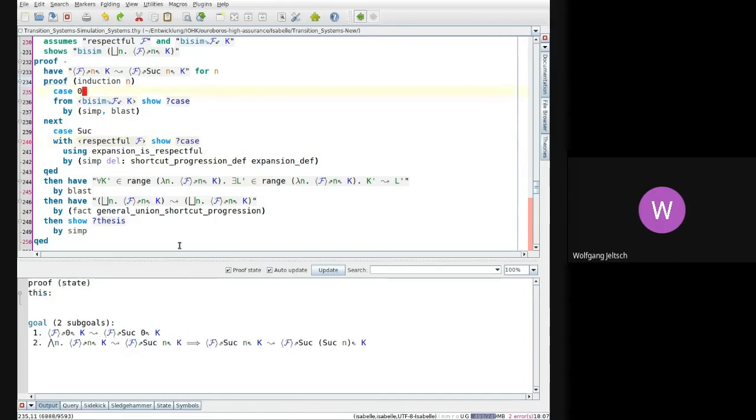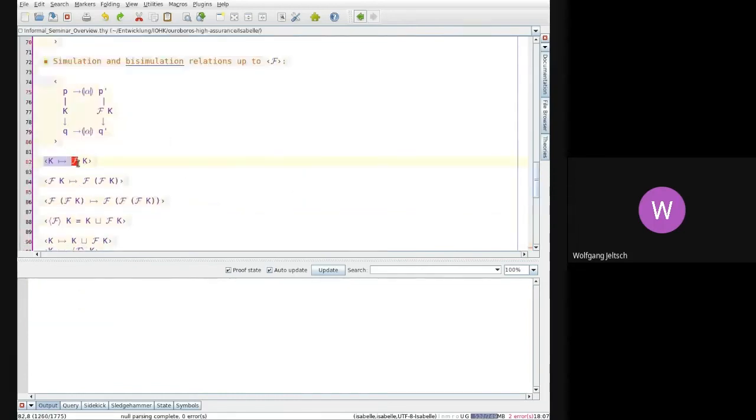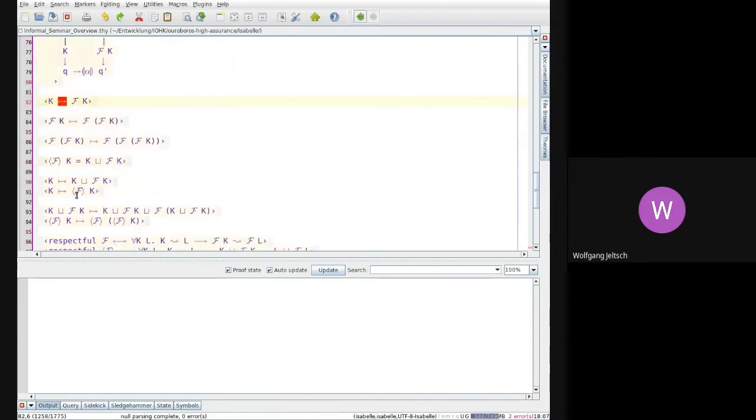So we prove by induction. First, we have case 0. And we show our case, which is just the statement for the 0. And for this, we now use the fact that k is a bisimulation up to f. Remember, if k is a bisimulation up to f, this is what the user provides, then we have this statement. And we said, from this statement, we can indeed derive that it's also a bisimulation up to expansion of f.